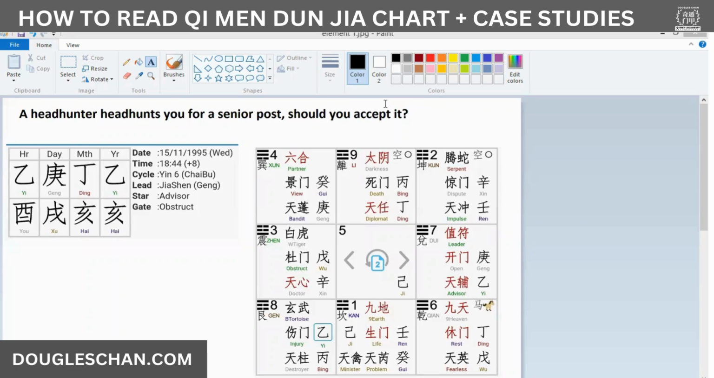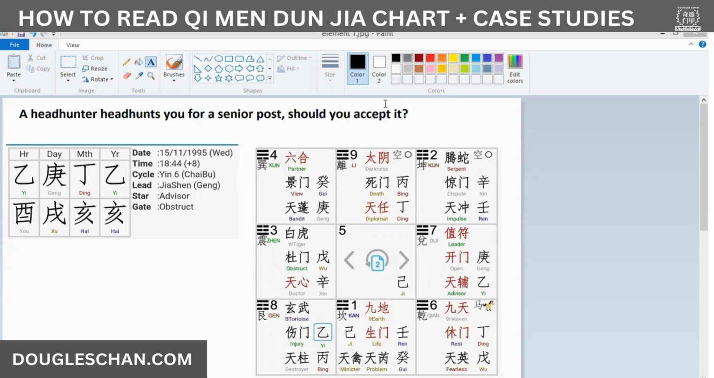Today's case study, we are talking about this particular job-related situation where a headhunter headhunts you for a senior position. So the question is, should you accept it? So Men Dun Jia is able to, based on the chart, see what are the potential things that might be happening, up to 70 to 90% accuracy, depending on whether the person is able to decipher the information correctly. So let's go straight to the case itself.